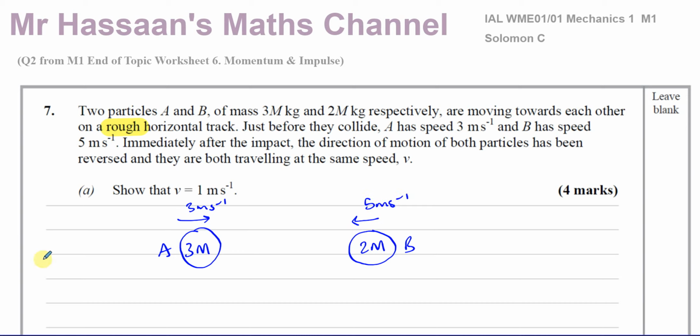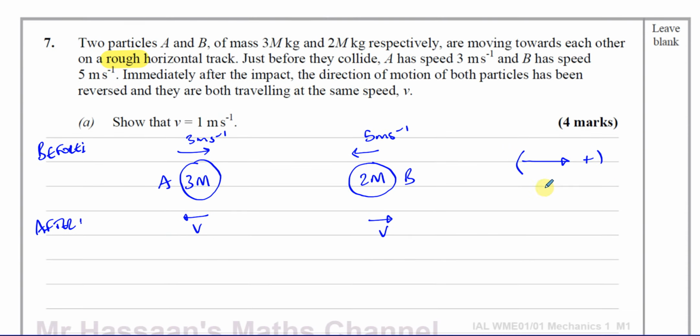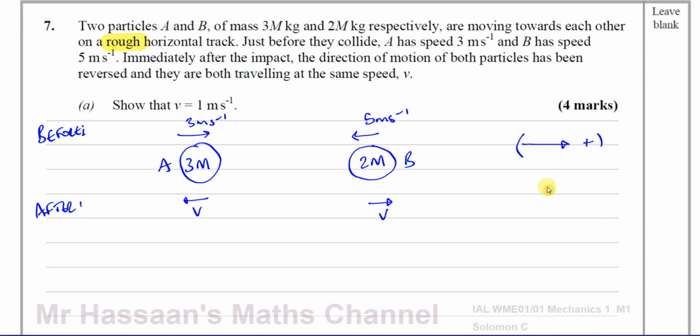Now, this is the situation before they collide. And after they collide, they have reversed in direction and they're going now at the same speed but in opposite directions. So what I'm going to do here is take the right as positive. I always state what I'm taking as positive. And I'm going to use the fact that the total momentum before the collision of both particles and after the collision is preserved. So the total momentum before and after will be equal to each other.